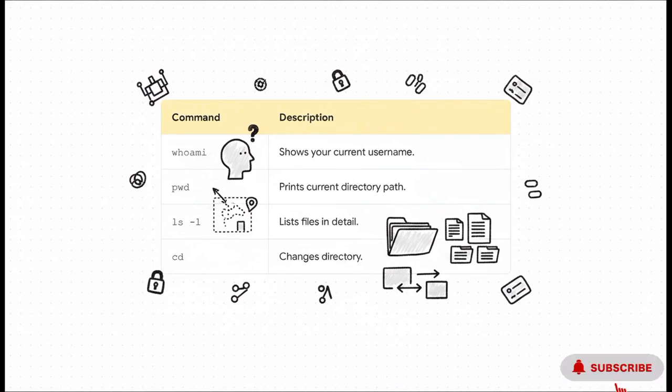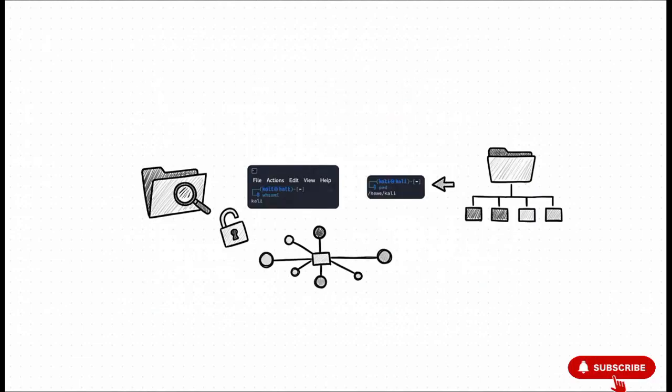Who am I tells you who you are, pwd tells you where you are, ls shows you what's around you, and cd is how you move around. Simple, right? Let's actually try it.